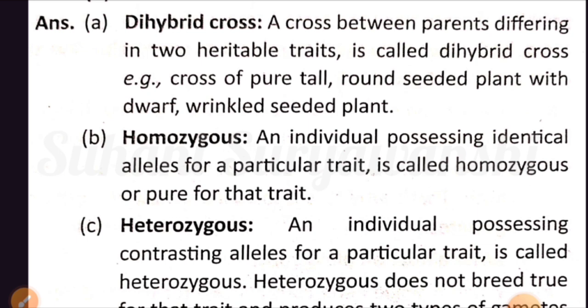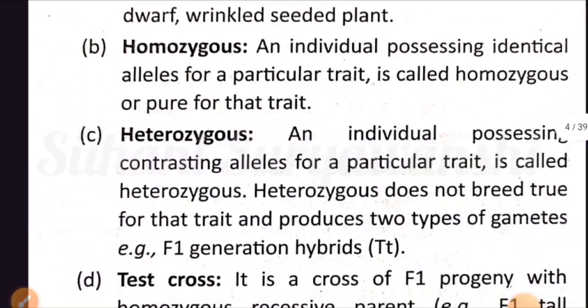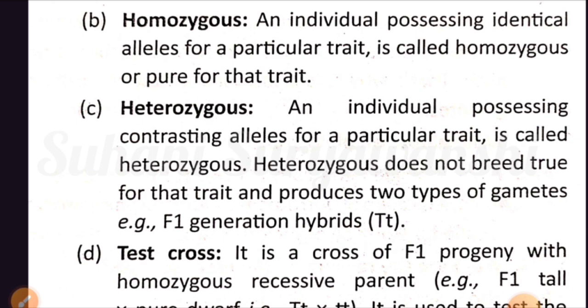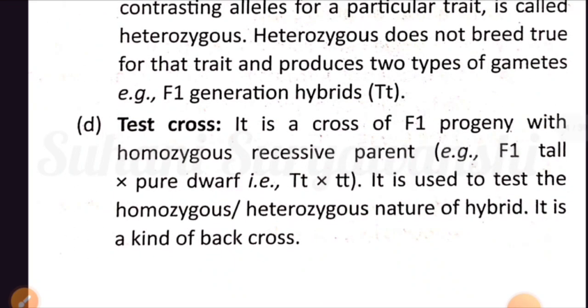Second is homozygous. An individual possessing identical alleles for a particular trait is called homozygous or pure for that trait. C is heterozygous. An individual possessing contrasting alleles for a particular trait is called heterozygous. Heterozygous does not breed true for that trait and produces two types of gametes, for example F1 generation hybrids. D is test cross. It is a cross of F1 progeny with a homozygous recessive parent, and it is used to test the homozygous or heterozygous nature of the dihybrid. It is a kind of back cross.